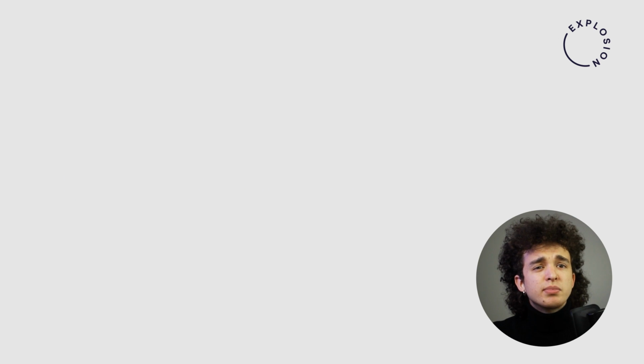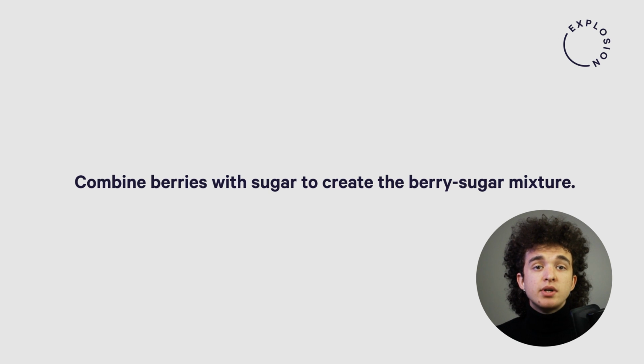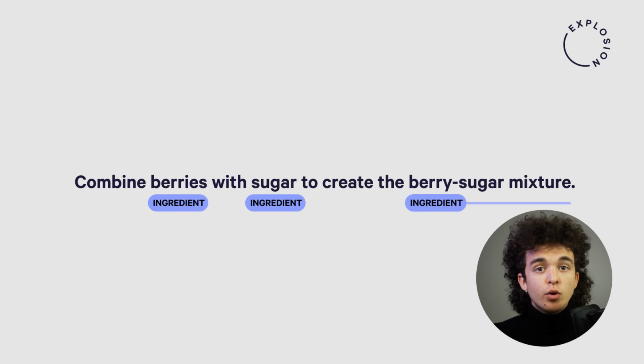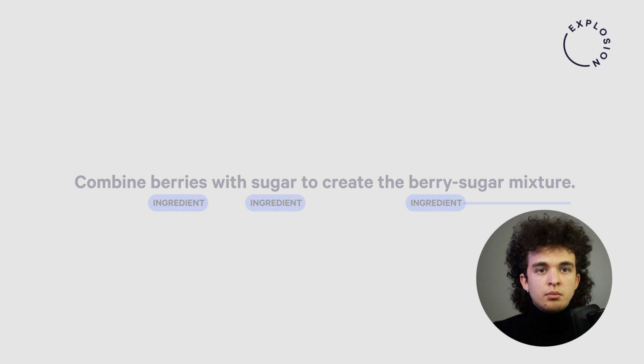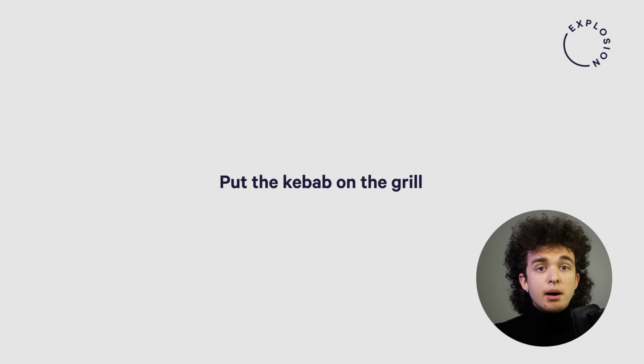For ingredient, we're going to label anything that is eatable or processed, and that is used in a recipe. However, there are some cases which are not fully clear. For example, combine berries with sugar to create the berry-sugar mixture. In this case, berries and sugar are ingredients. But so is berry-sugar mixture, because it's a processed ingredient that is eatable and used in a recipe. But this example, put the kebab on the grill, is not, because kebab is the end product of the recipe, and we will exclude those.